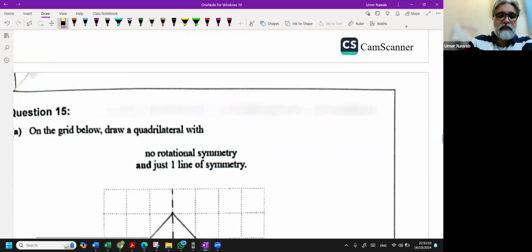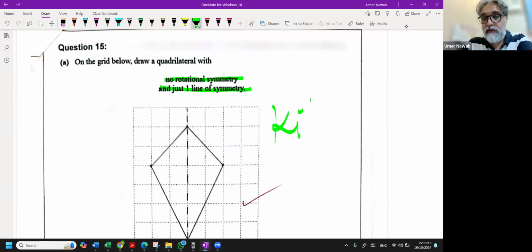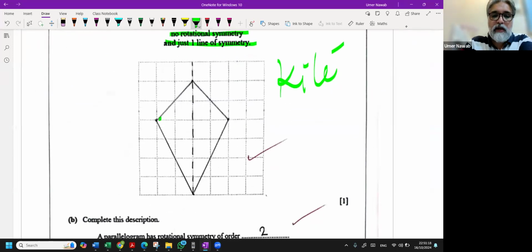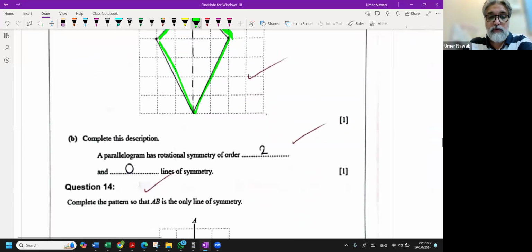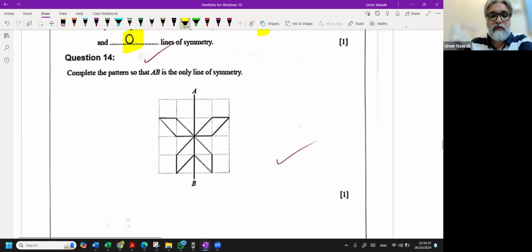Now we go to the next part: on the grid, draw a quadrilateral with no rotational symmetry but one line of symmetry. The famous kite. In the kite, the adjacent sides are equal, and you just show it has one line of symmetry but no rotational symmetry. A parallelogram is the shape which has rotational symmetry of order 2, but it has no line of symmetry.